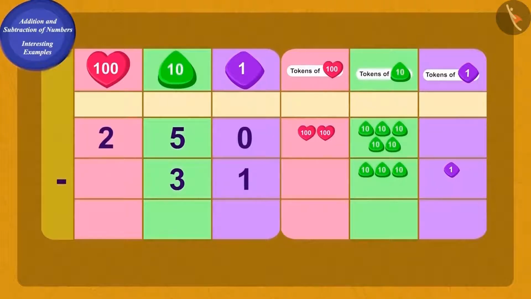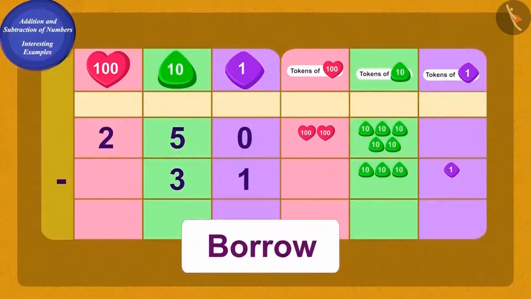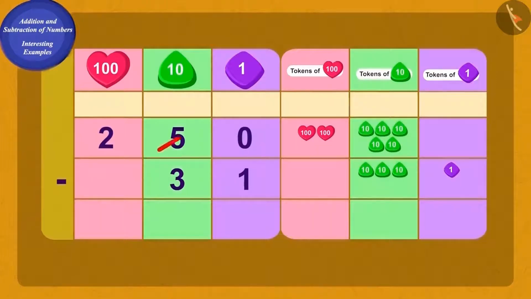We have 0 ones. Can we subtract 1 from 0? No. What do we have to do now? Absolutely right. To find a solution to this, we will use the borrowing method we learned in the previous lesson. We will borrow 1 tens out of 5 tens. Now we have 10 ones and 4 tens.